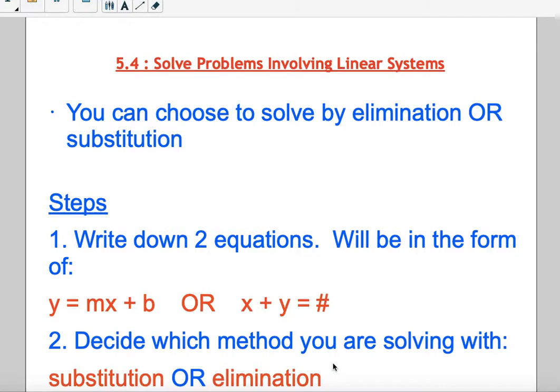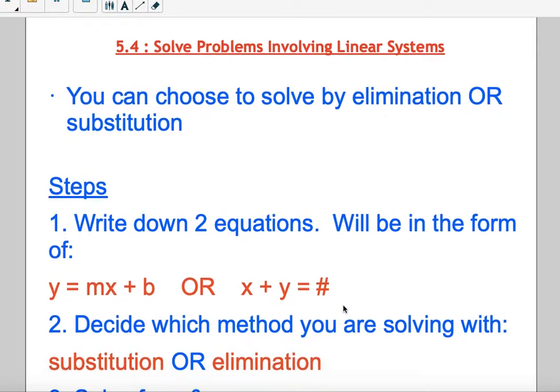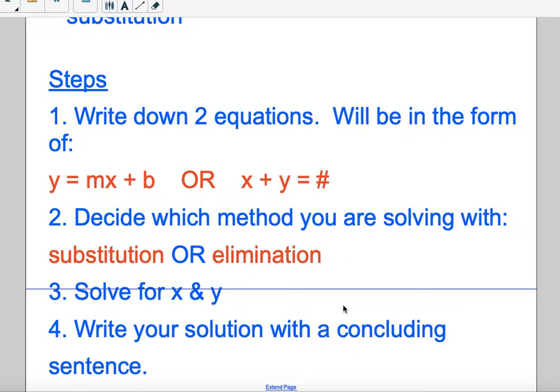So steps, write down the two equations. Either equation will be in the form of y equals mx plus b, or in standard form. So this form here is our slope y-intercept form, and this equation, the second one, is standard form. So working with either form is acceptable.